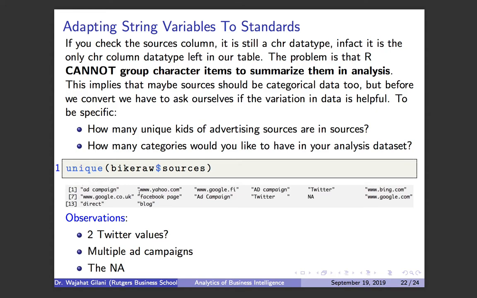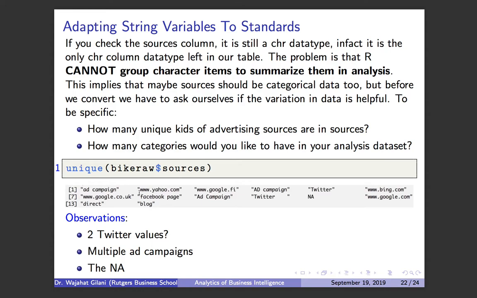This implies that maybe our sources column should be categorical data too. But before we can do that, we need to analyze the data within that column. The other ones were easy to knock out. In this case, this sources column is more indicative of the type of character or alphanumeric columns you will deal with at work or in your projects.